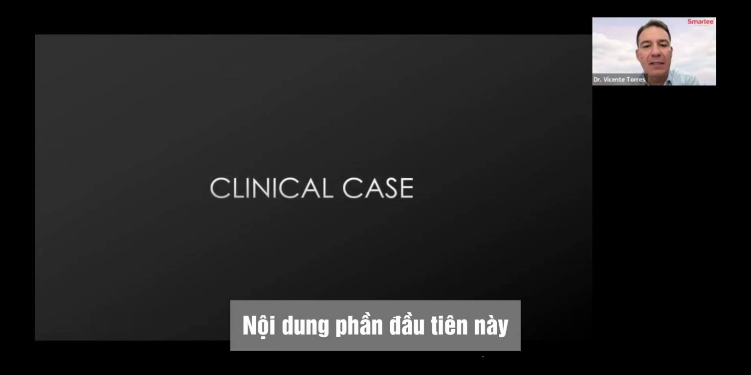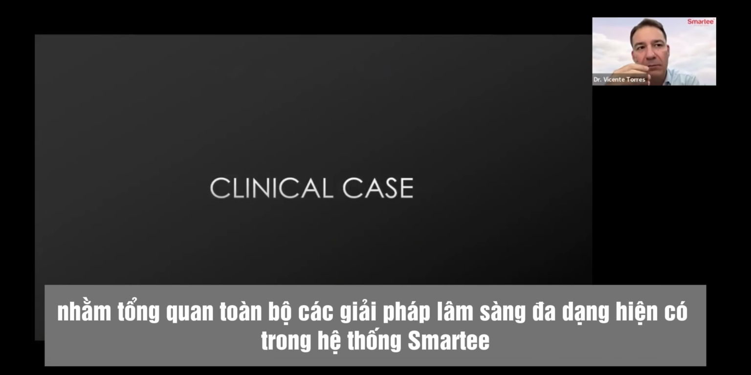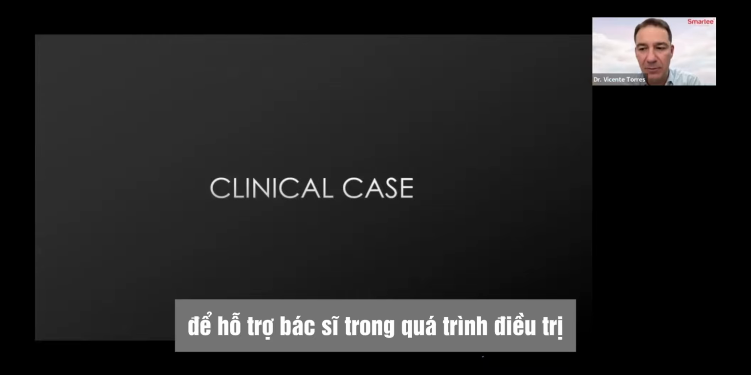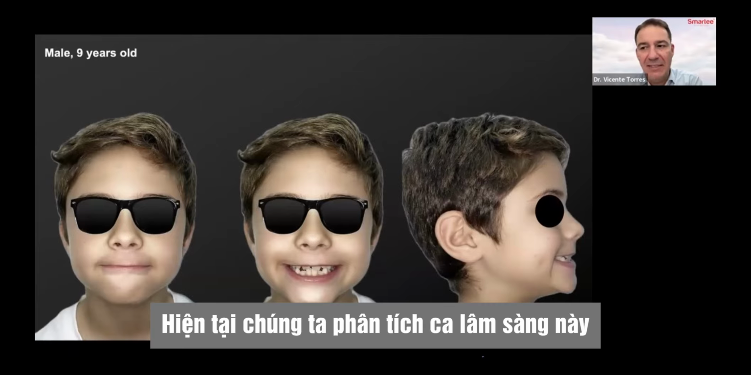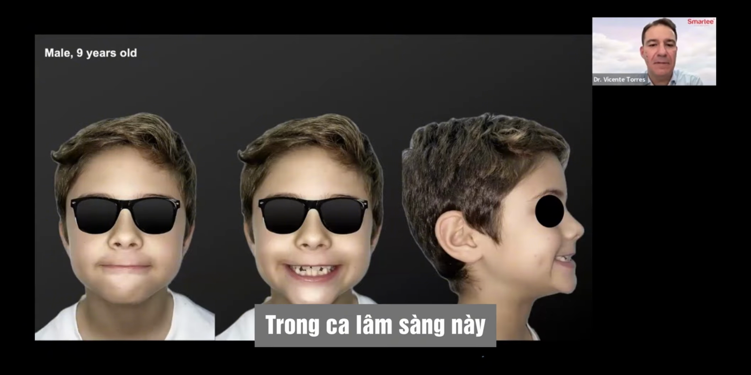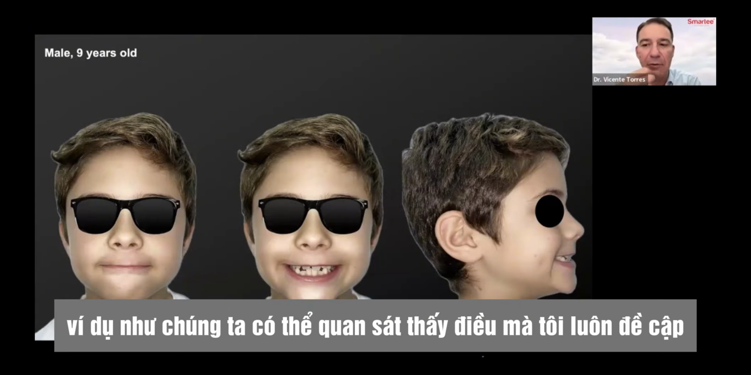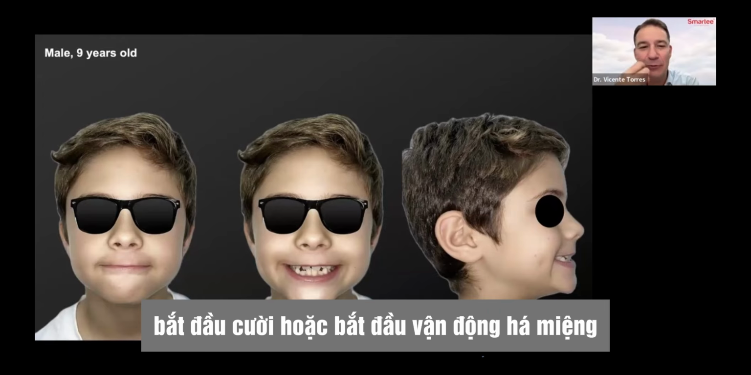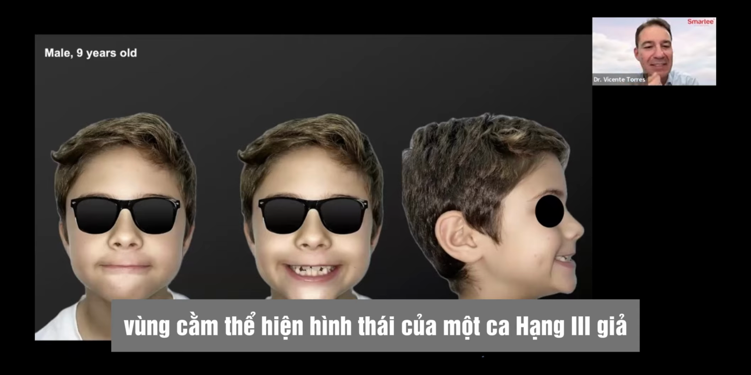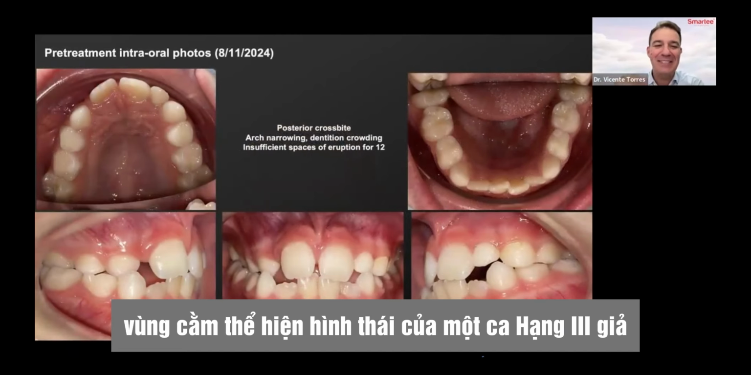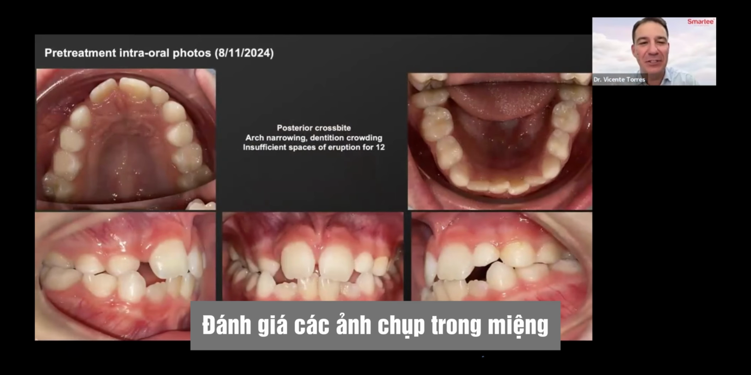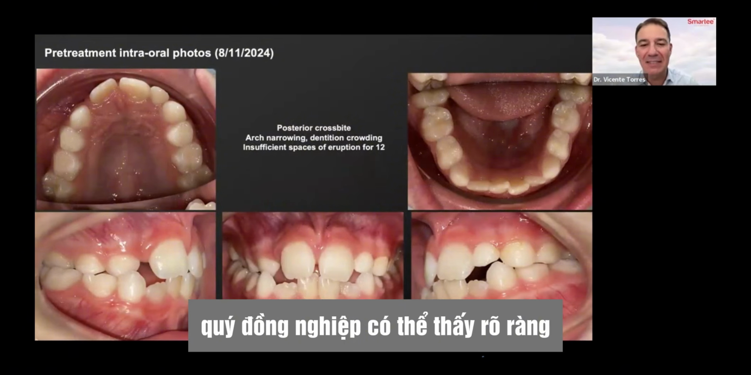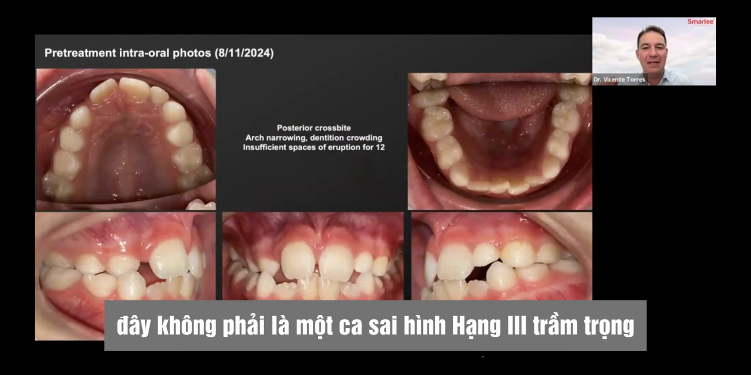So this is the first part, to explain how many different solutions we have in Smartee to help us in our treatment. Right now we have this clinical case. In this clinical case, we can see, I always say, that when this patient starts to smile, to open, you have this chin that looks like a class 3. Looking at the intraoral pictures, it's not a big class 3, but on the right side we have a posterior crossbite.